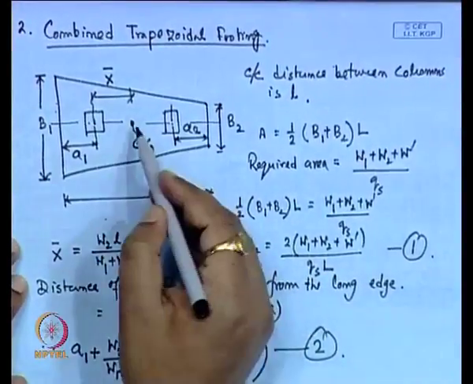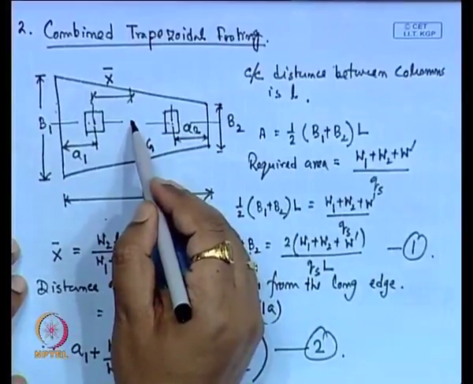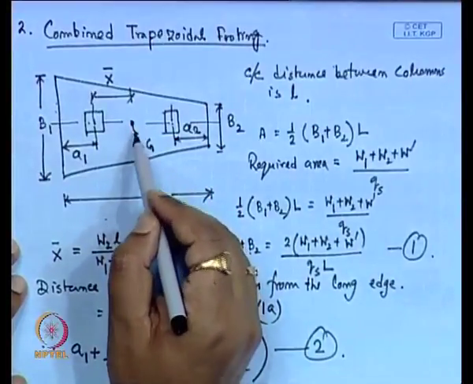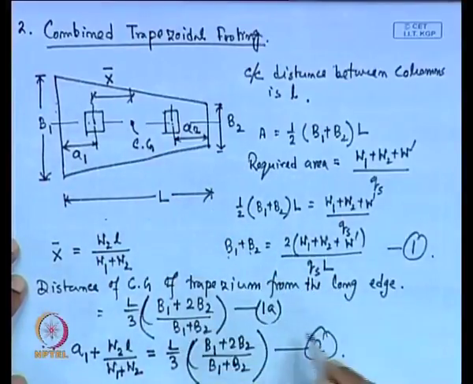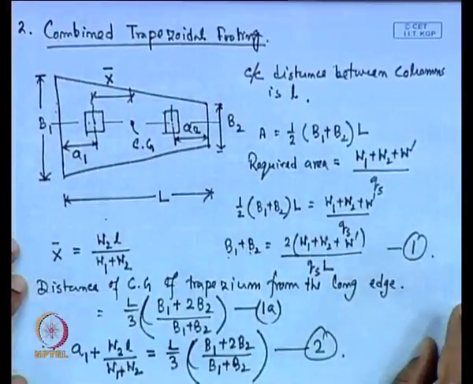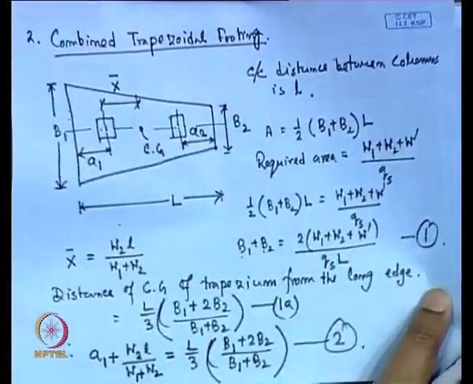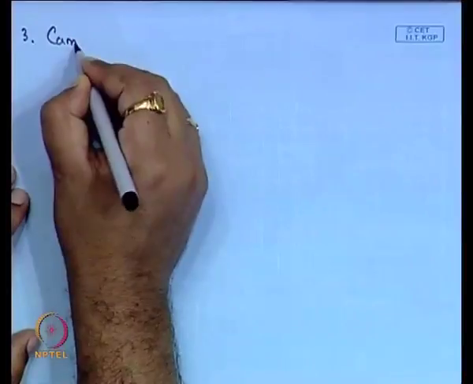Here also the resultant force is acting at the C G of this trapezoid. So, in this way we have to determine the dimension of the footing. So, next one is the cantilever footing, that we will discuss. This is how to determine this, what is the cantilever footing. So, third one is the cantilever footing.